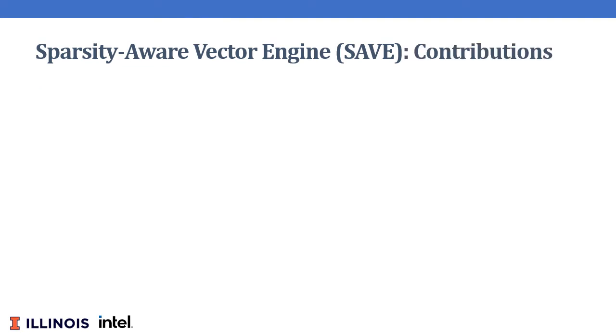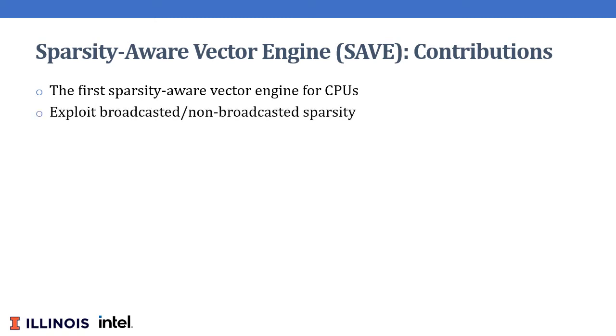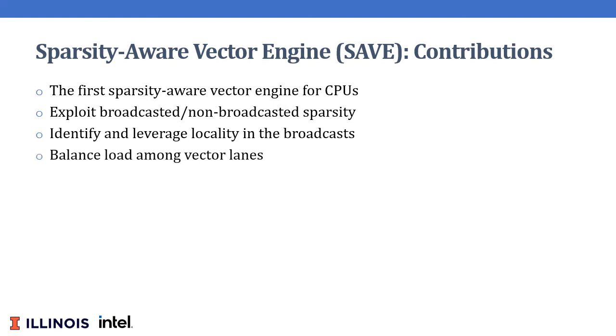We make the following contributions. We propose the first sparsity-aware vector engine for CPUs that exploits both broadcasted and non-broadcasted sparsity. We identify and leverage the locality in the broadcasts and balance the load among vector lanes. Finally, we support mixed precision MAC operations.